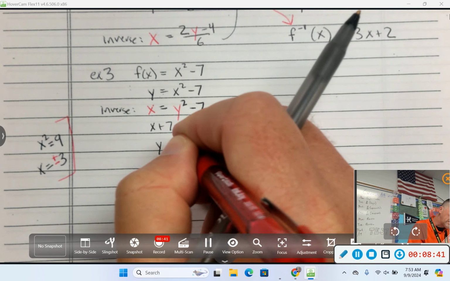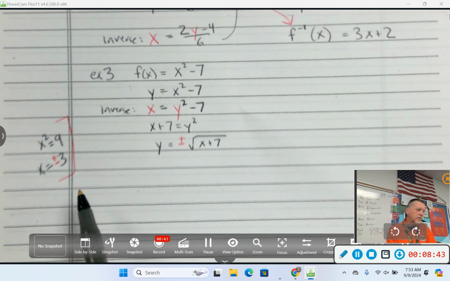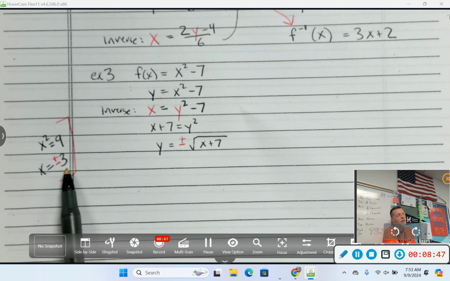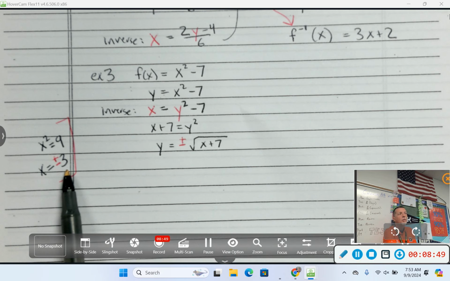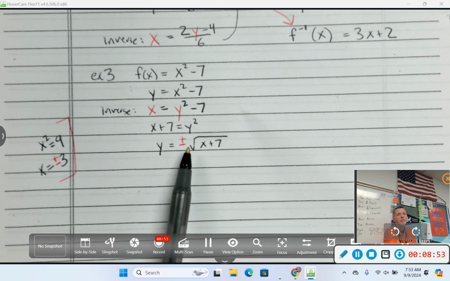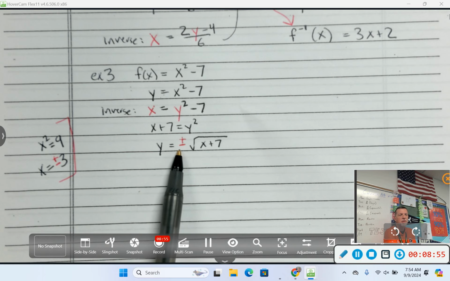Why? Because if your answer is 9, you could have squared 3 or you could have squared negative 3. When you put the square roots on, you've got to put the plus or minus on. So that's where that plus or minus comes from.